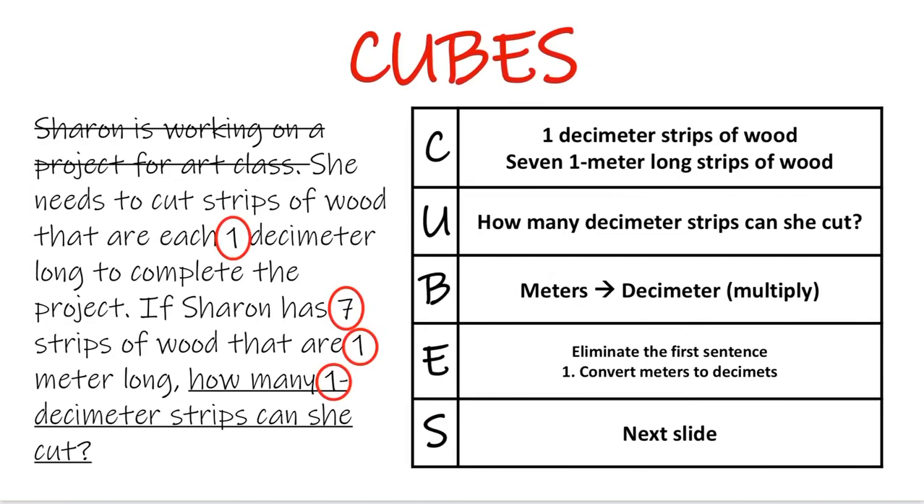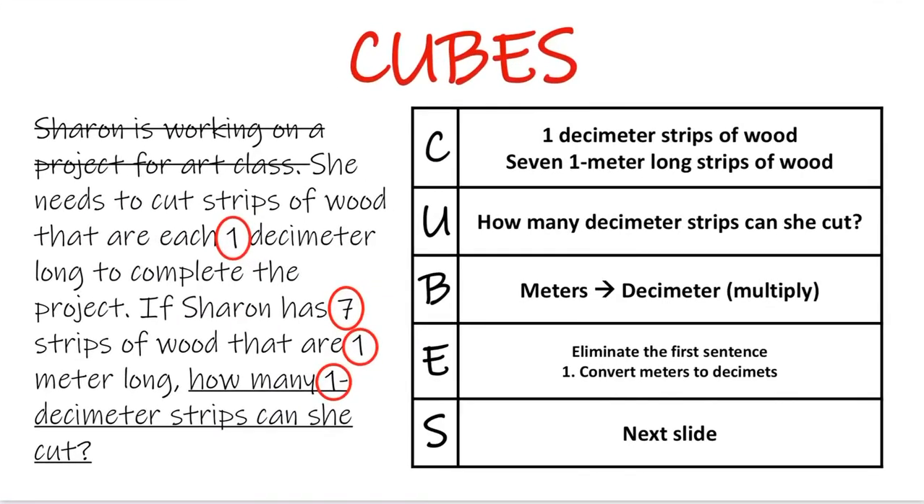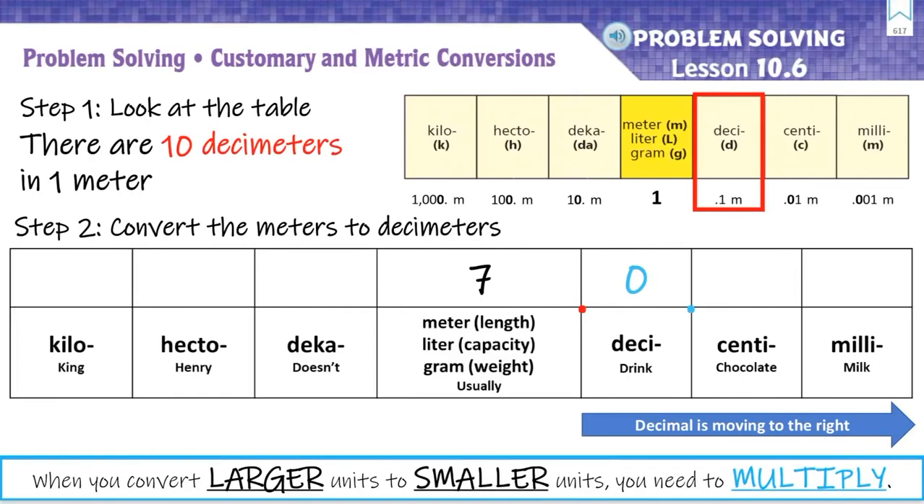And then we're going to go to the next slide. Oh, wait, sorry. And then we're going to convert meters to decimeters. Ooh, I spelled decimeters wrong. No! That's all right. Step 1. Look at the table. There are 10 decimeters in 1 meter. We know this. Okay? 10 decimeters in 1 meter. Now, we're multiplying.